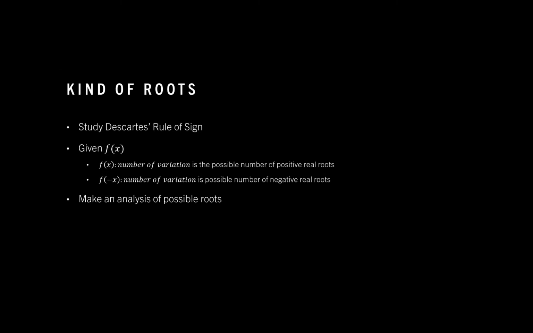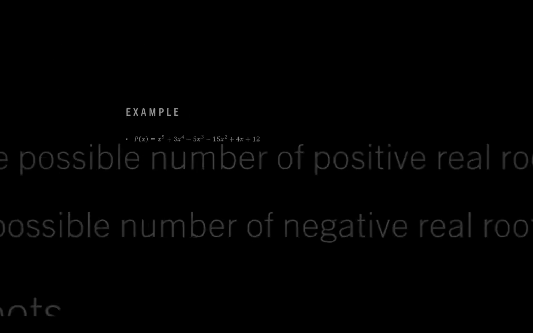Now when you talk about the kind of roots, you can study Descartes' Rule of Signs. For f of x, the number of variations is the possible number of positive real roots. And for f of negative x, we count the number of variations, which is the possible number of negative real roots. Then we can make an analysis of the possible roots. Okay, let's have an example.